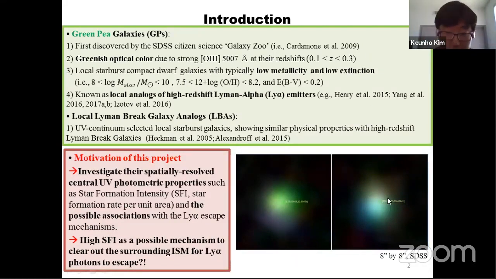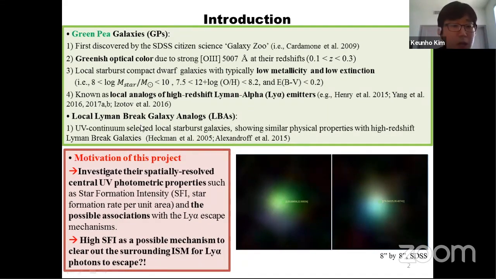These two images show two examples of Green Pea galaxies observed with SDSS color composite images. And as seen here, they are mostly unresolved with SDSS images and look like a Green Pea. Their UV spectroscopy properties have shown that most Green Pea galaxies are Lyman alpha emitting galaxies, and thus they are known as some of the best local analogs of high redshift Lyman alpha emitters.